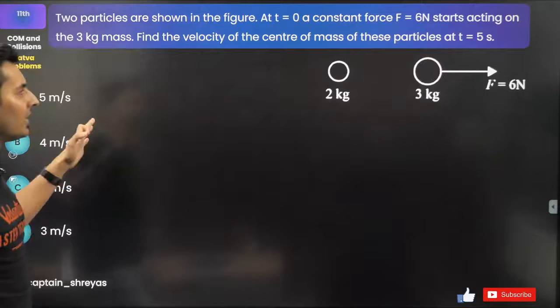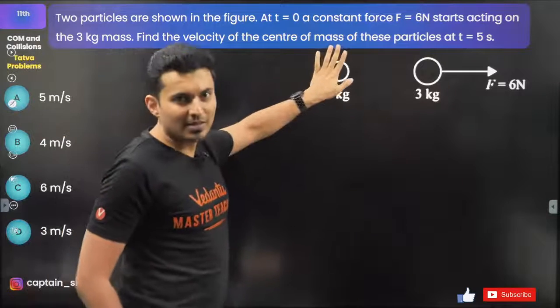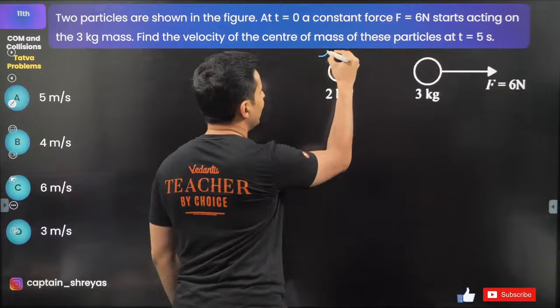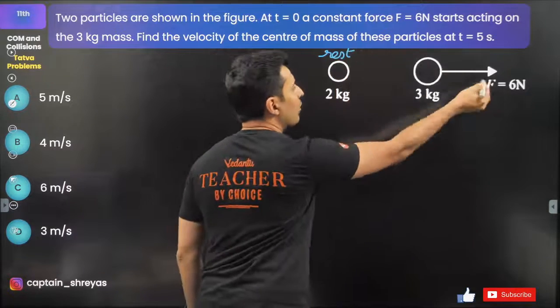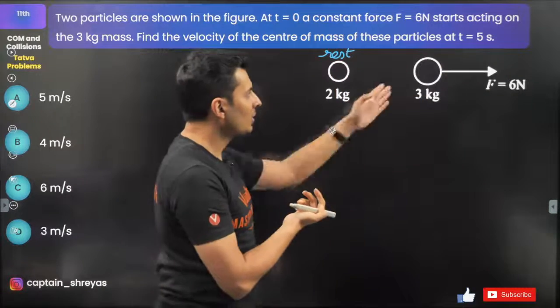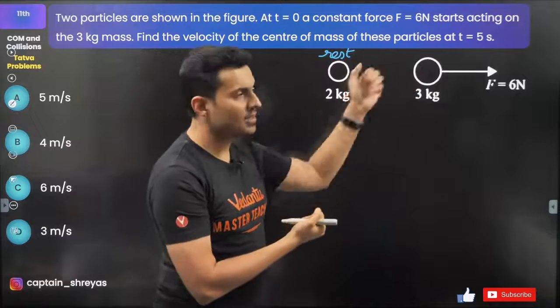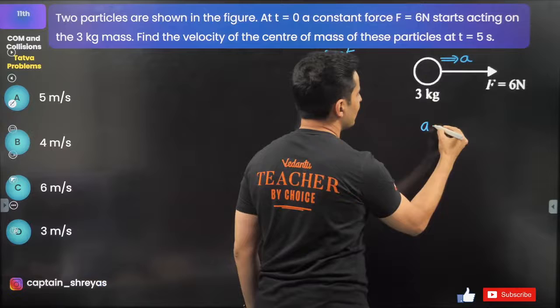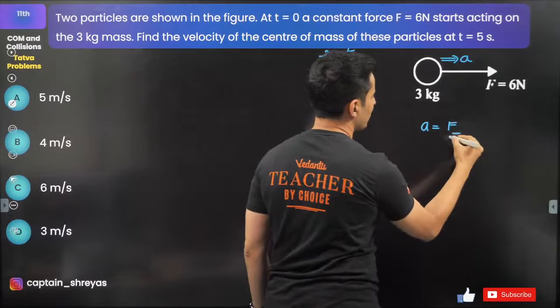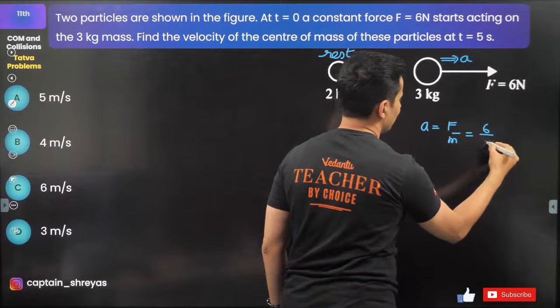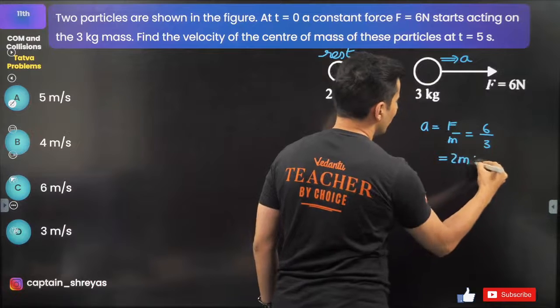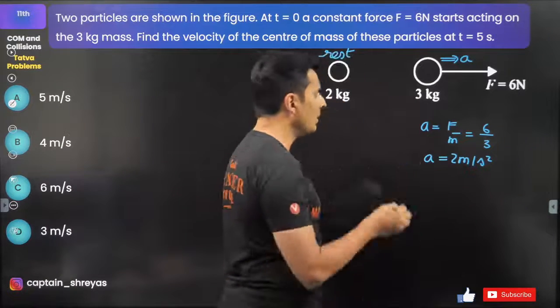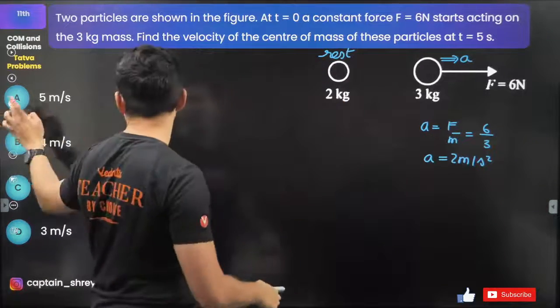Correct. Very good. So find the velocity of the center of mass of the particles at t is equal to 5 seconds. Now clearly this mass is not moving. This is going to be always at rest. Why? Because the force is only acting on this guy. So only this guy will move, right? So this guy will have some acceleration. How much will be that acceleration? Acceleration is force by mass. Force is 6, mass is 3. So acceleration is 2 meters per second square.